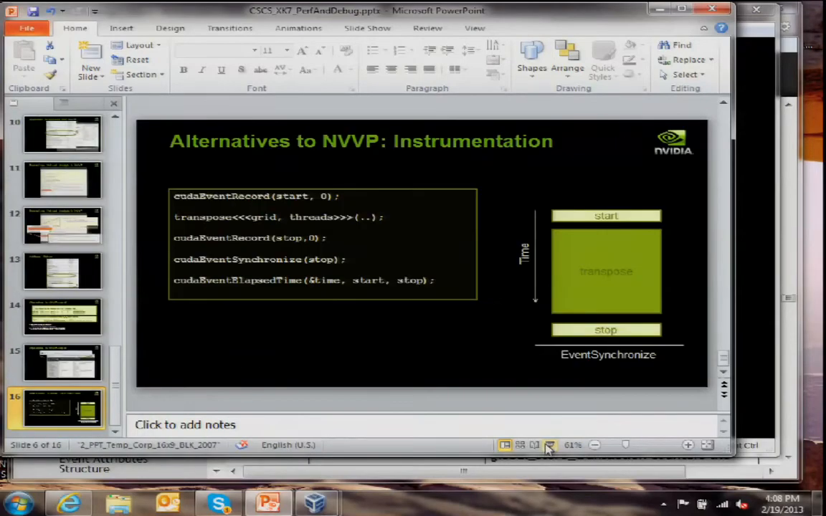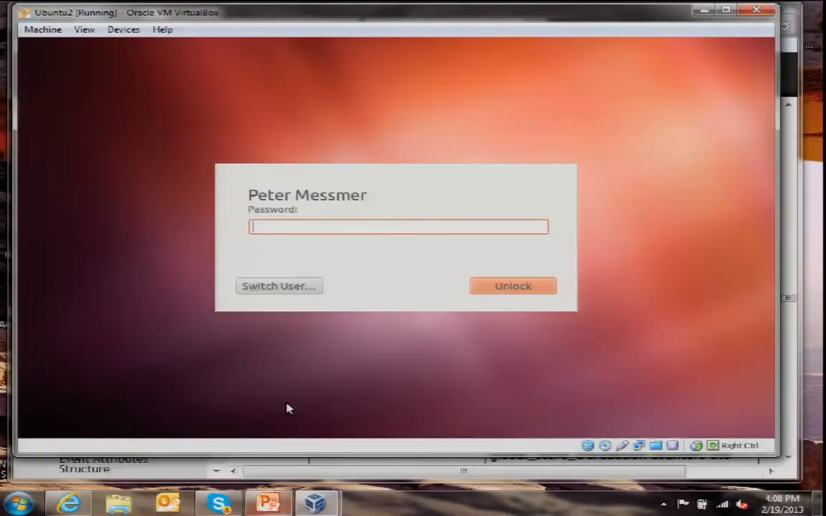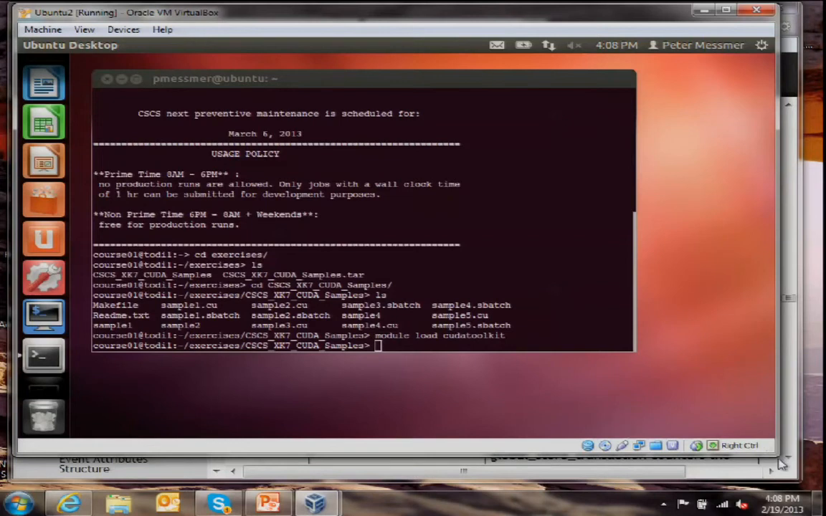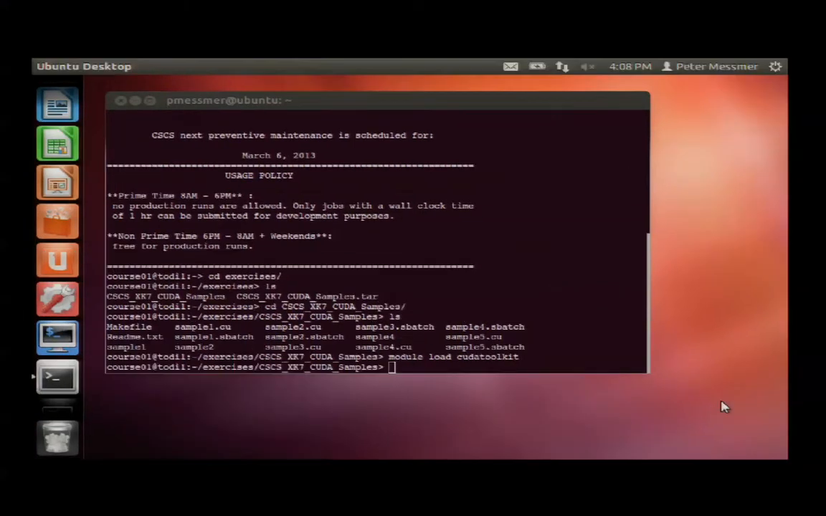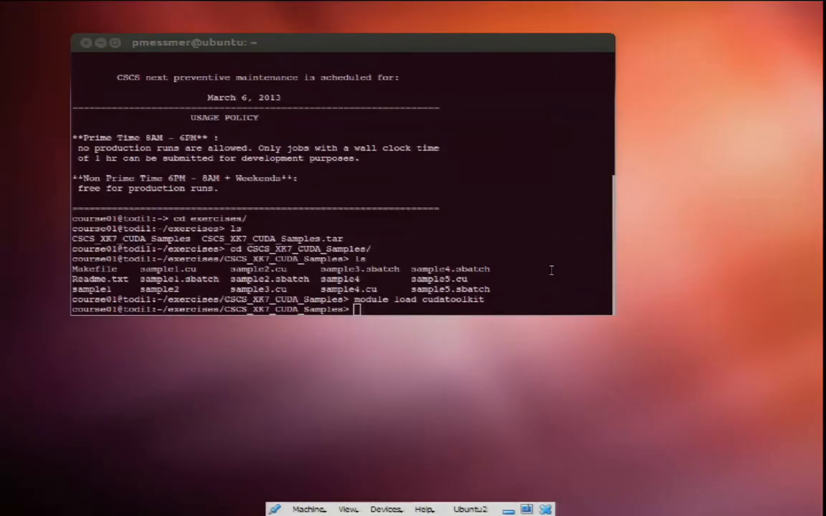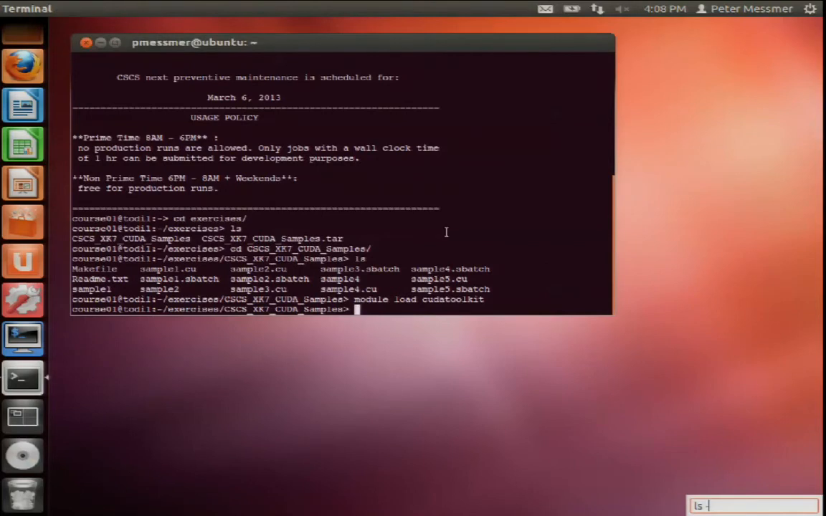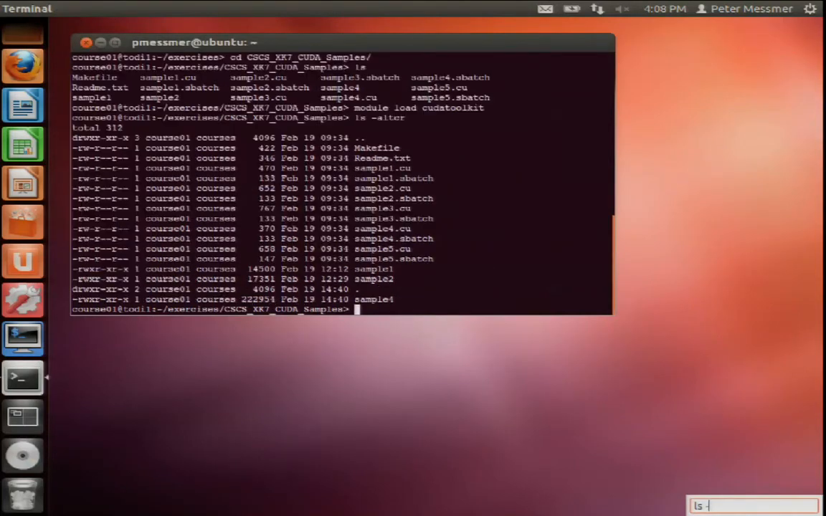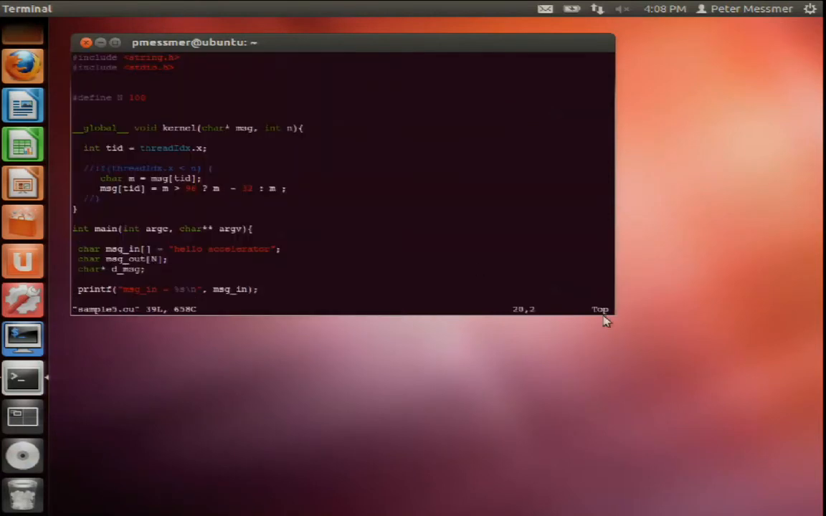So this is it for the slides. So I would suggest we just look at some of the tools that we had discussed. The first one is CUDA MemCheck, and for that I have sample5.cu.